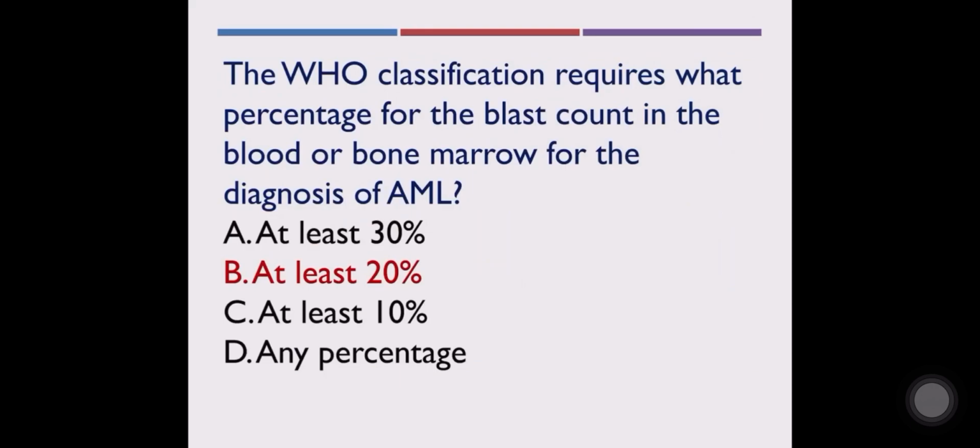Now, let us try to answer questions lifted from our Enrodoc. The WHO classification requires what percentage of blasts in the blood or bone marrow for diagnosis of AML? So, correct answer: at least 20%. Remember yung FAB, at least 30%. First classification is FAB, but this was already replaced by the WHO classification. Sa WHO classification, at least 20% blasts in the blood or bone marrow.